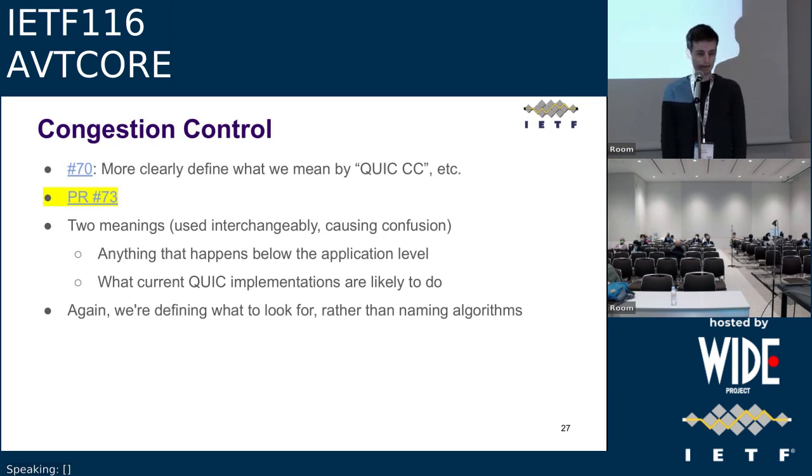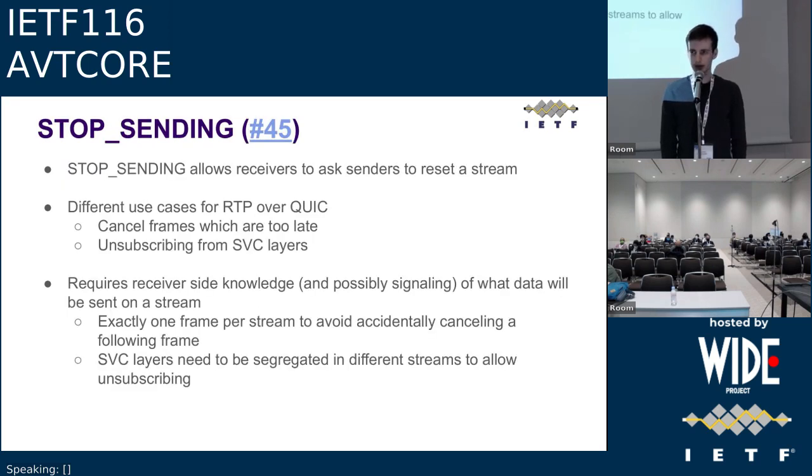Okay, next slide, please. Then that was all for congestion control for now. Then we have issue 45, which was already discussed briefly in London, I think. We realized one more issue with that, which is why I bring this up again. The idea of using STOP_SENDING is that the receiver can ask a sender to reset a stream. Use cases for this are, for example, to let the receiver tell the sender to stop sending a specific frame because the deadline of that frame has already passed. Or a different use case is that a receiver wants to unsubscribe from a certain SVC layer for some amount of time until there's more bandwidth available.